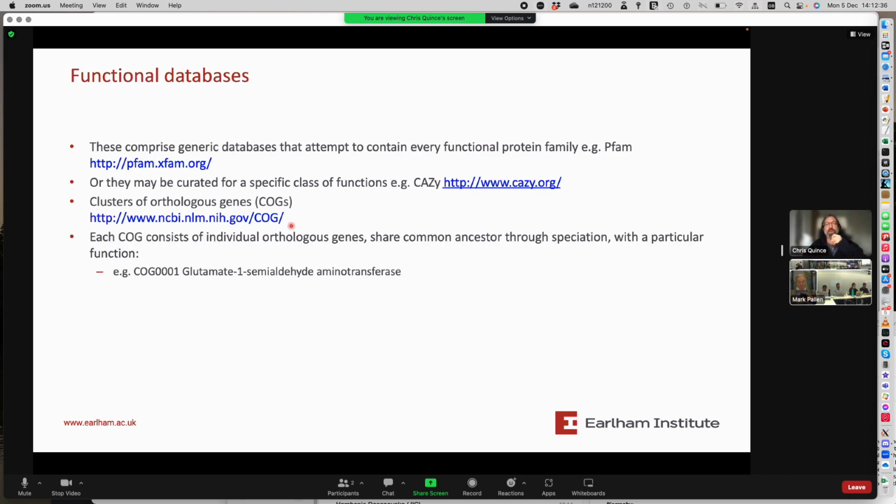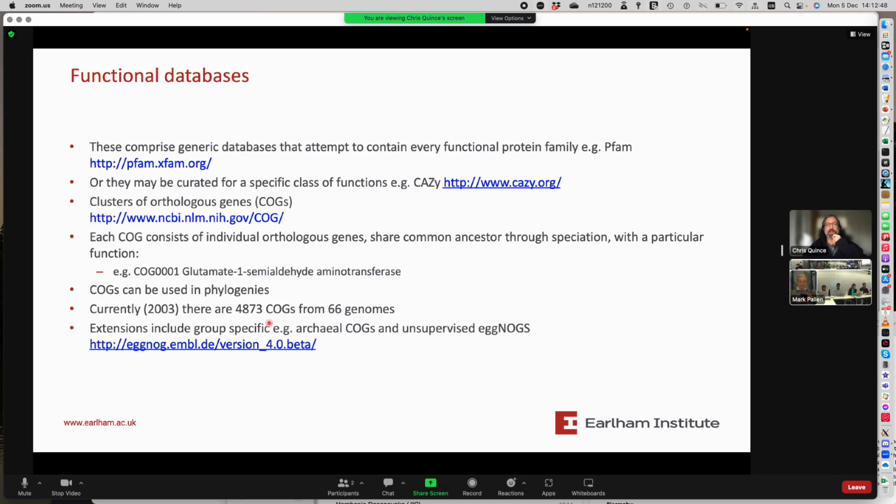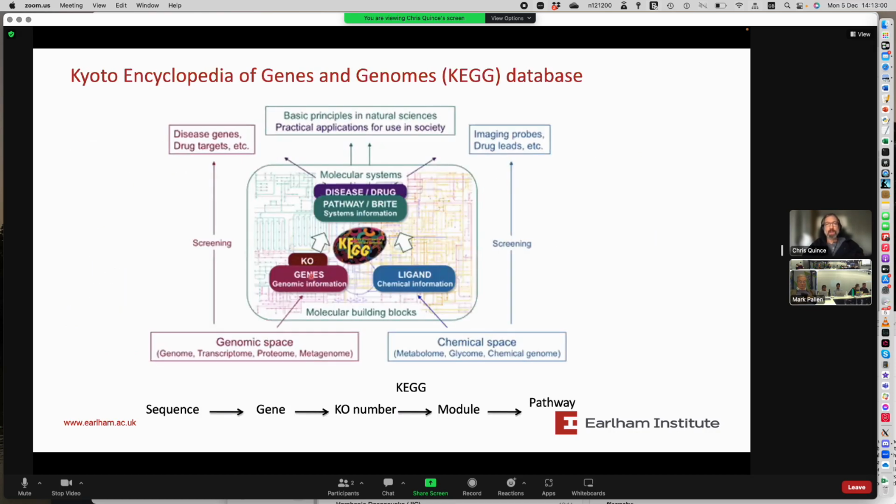They're trying to find a set of orthologous genes which share a common ancestor, and then they're very good for building phylogenies. But as I said, they aren't super representative. So most genes will not be assigned to a COG. There have been attempts to expand on that with some automatic generation, and that would be eggNOGs.